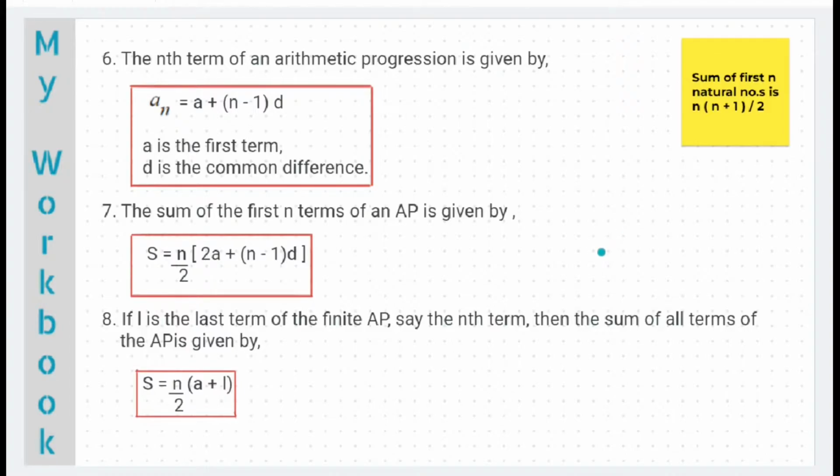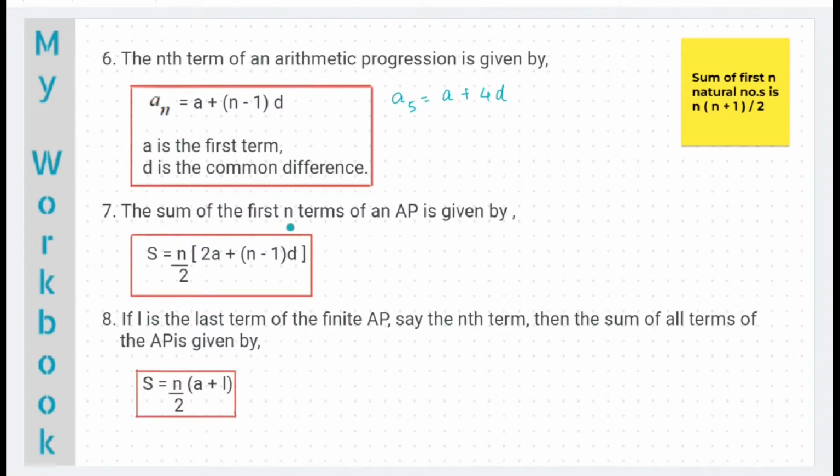There are a few important formulas that you have to remember. The nth term of an arithmetic progression, which is how we denote the nth term, a of n, is equal to A plus n minus 1 into D. A is the first term, n is the position of the term which you need to find, D is the common difference. Suppose we want the fifth term, then it is denoted as a of 5 is equal to A plus 5 minus 1, that is 4, into D.